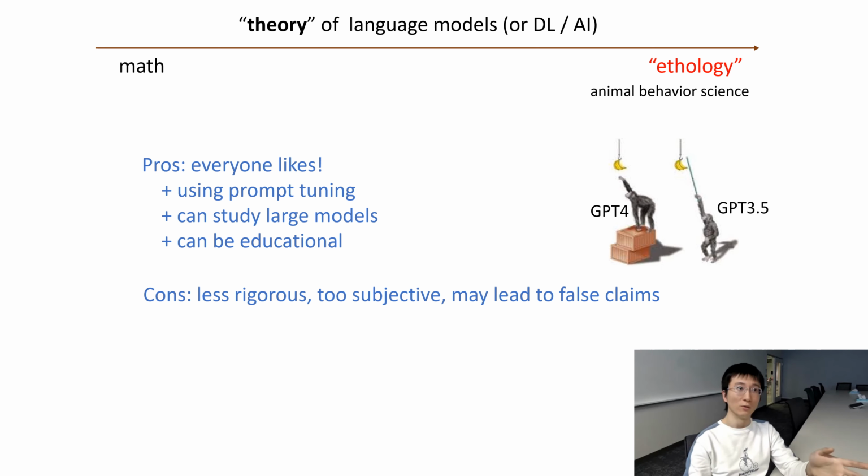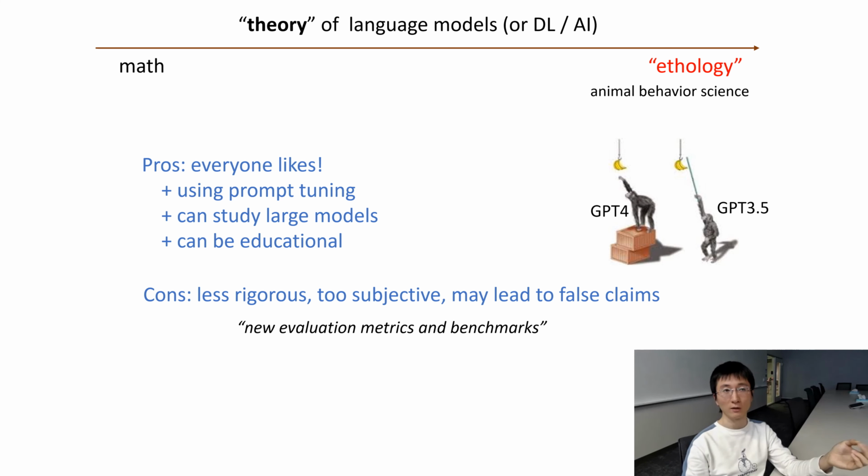For instance, the conclusions you can make are typically less rigorous, too subjective, and this may sometimes even lead to false claims. There are many reasons I'm saying this. Nowadays, people have been calling for new evaluation metrics and benchmarks. One of the reasons is that we are not even sure if the model pre-trained on internet data has cheated or not.